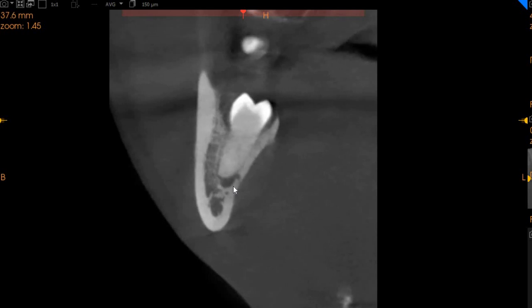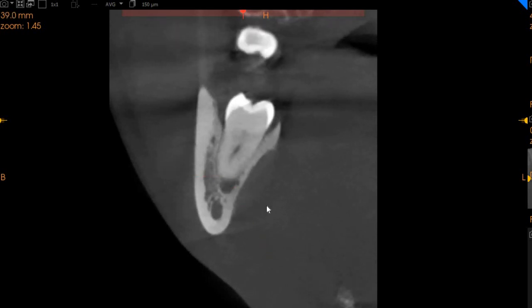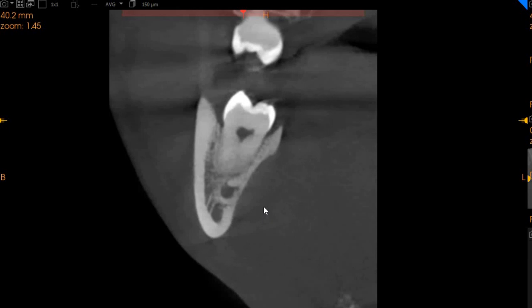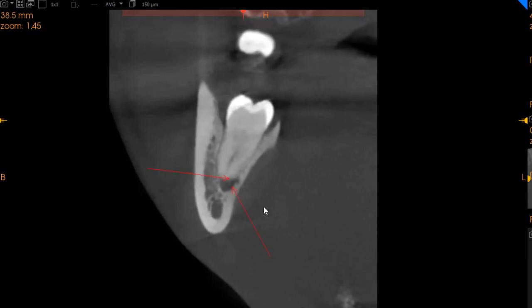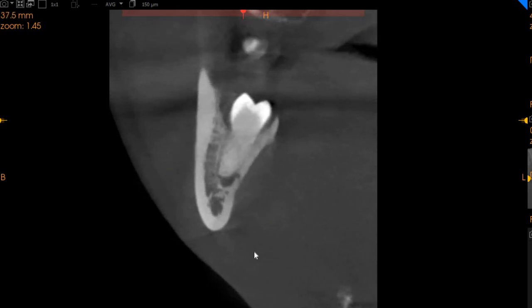It quite significantly pushes it down and compresses it, because it loses its circular architecture and becomes a little kidney bean shaped right there. So this is the wisdom tooth, the inferior alveolar nerve and the distal root apex of the lower right wisdom tooth.